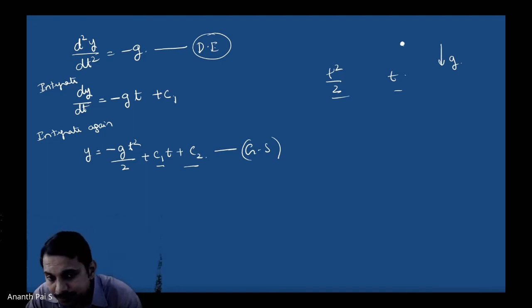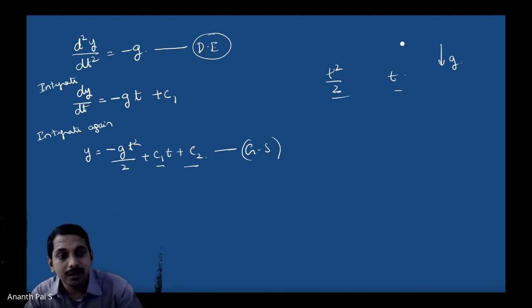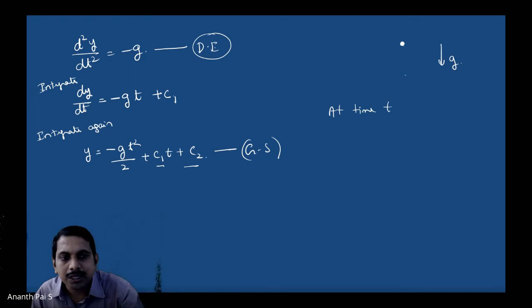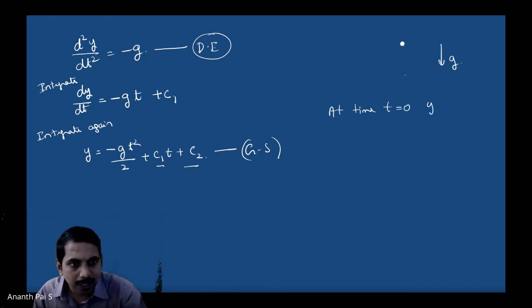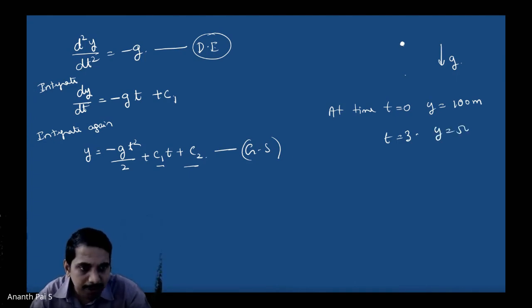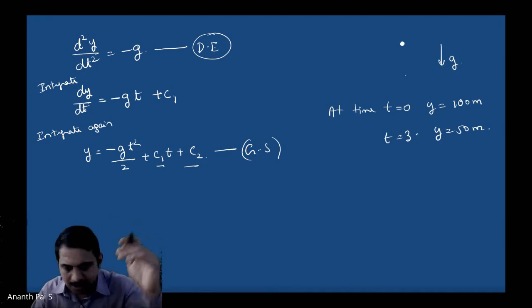Okay. Now here, this general solution, we'll ignore this for a bit. So in this general solution which is given, how to find out c1 and c2? Let me say, at time t is equal to 0, y was 100 meters. And at t is equal to 3 seconds, y was 50 meters. To understand with the realistic thing also, 100 meters and 50 meters.